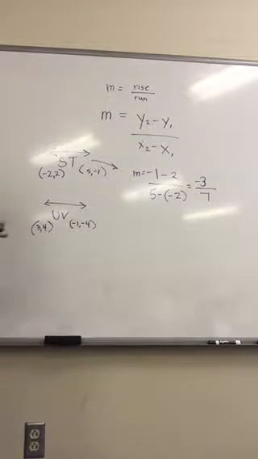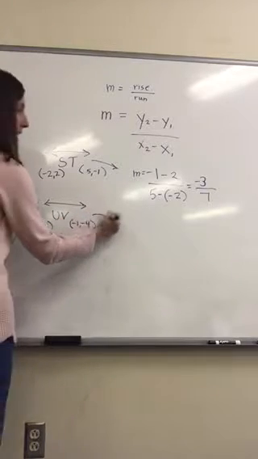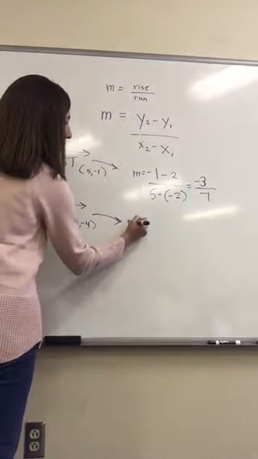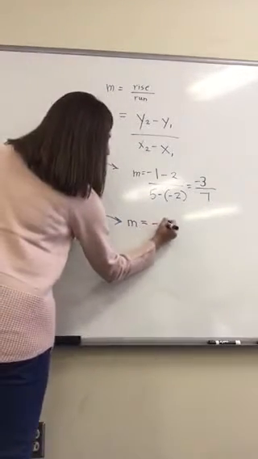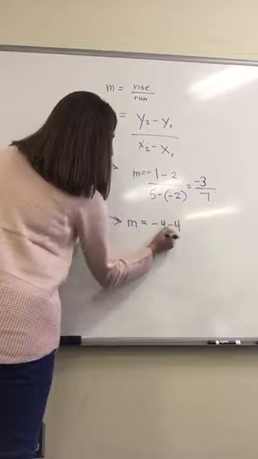Okay, now let's do the slope of this line. All right, M equals y2 minus y1, negative 4 minus 4. Negative 4, this time I'll try not to overlook my negative sign.